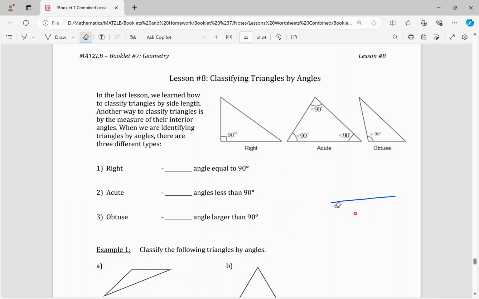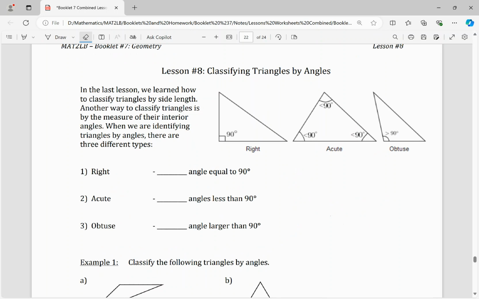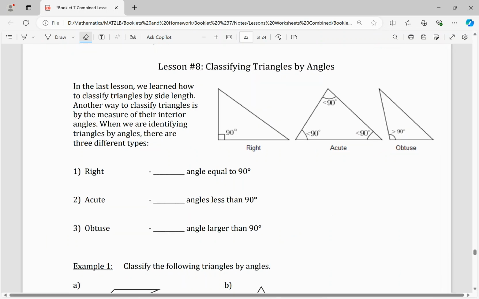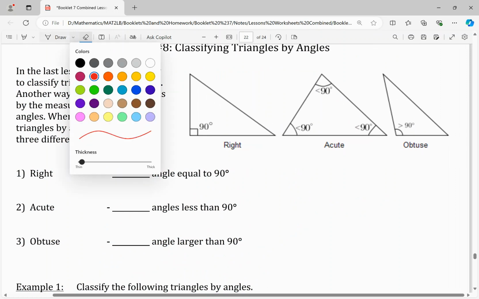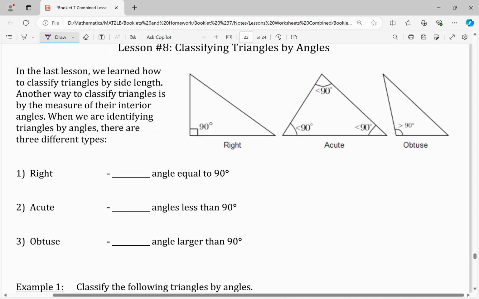Now, let's take a closer look at the three different kinds of triangles you can have depending on the angles. We have a right angle triangle, and as the name describes, in order to be a right angle triangle, you need only one of your angles to be exactly 90 degrees.